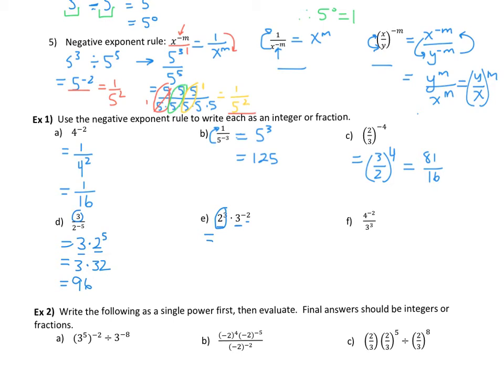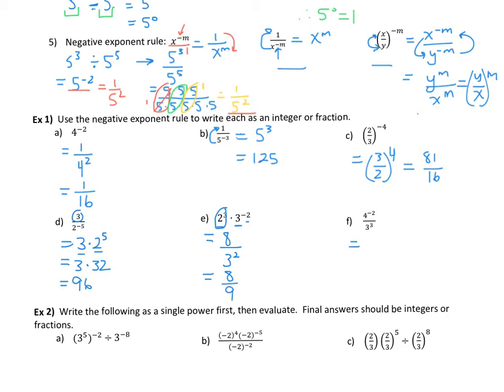So 2 times 2 times 2: 2 times 2 is 4, times 2 is 8. And then I'm going to slide that 3 down to the bottom, and it has a positive exponent now. And I didn't move the 2 to the 3, which is 8, because its exponent was positive. It just stays where it is. It's happy there. And then 3 squared is 9, so that equals 8/9.